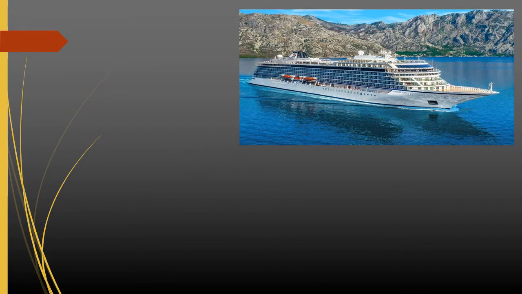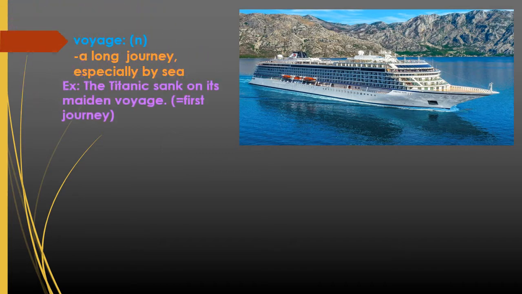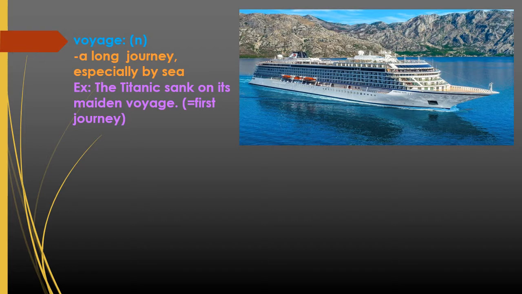Okay, what can you see here in this picture? Yes, a ship. What do I mean by traveling from one place to another by sea? Okay, using for example a ship. I mean by that a voyage. Voyage. Noun. What do I mean by voyage? A long journey, especially by sea. For example, okay, The Titanic sank on its maiden voyage. What I mean by its maiden voyage is the first journey.